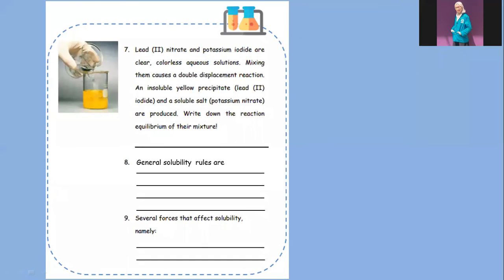Okay, thank you, Mister. So for number 7, lead nitrate and potassium iodide are clear, colorless solutions. Mixing them causes a double displacement reaction, producing an insoluble salt, and my answer is, if lead nitrate reacts with potassium iodide, they will produce.